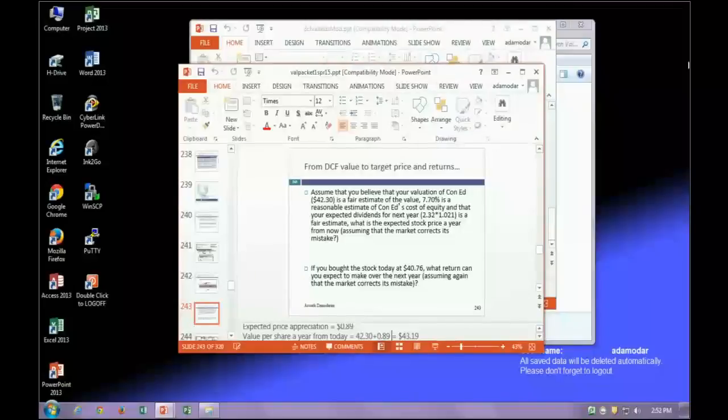Joseph? No, this is based on the cost of equity. So even if your return on equity were 23%, this would still work. Okay. Because once you come up with the DCF valuation, that actually is the value given that you want to earn 7.7% a year. So it's completely independent of what you're assuming about the return on equity. So it's a pure cost of equity assumption. That's what a DCF valuation delivers.